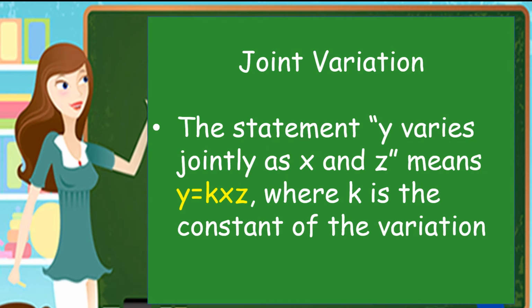So, in joint variation, the statement y varies directly or varies jointly as x and z means y is equal to kxz, where k is always the constant of the variation. So, dito naman, laging ang statement na gagamitin ay may word na jointly. At kapag jointly ang ginamit tapos may two variables pa, ito ang magiging equation natin or form. y is equal to kxz, where k is always the constant of the variation.